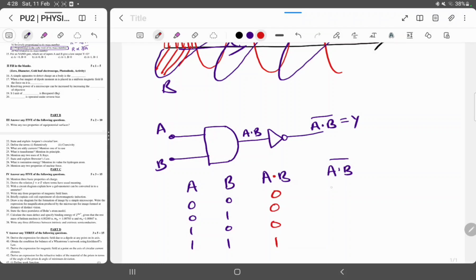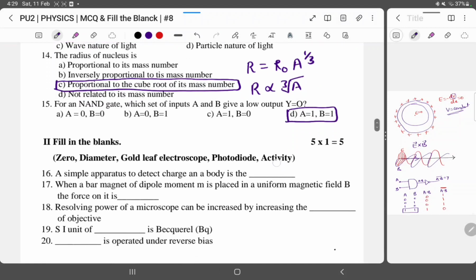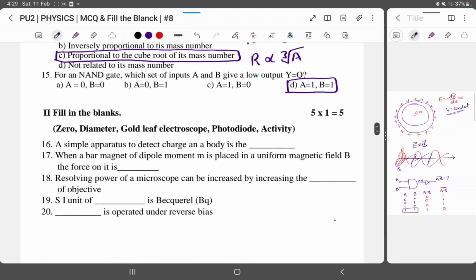For NAND gate, it is the opposite of this one, which means you have the complement here. A and B whole bar is the complement of A and B. So 1, 1, 1, 0. You are getting 0 for this particular combination, that is 1 and 1. Therefore here A and B should be 1 and 1. I hope all the questions are understandable, dear students.